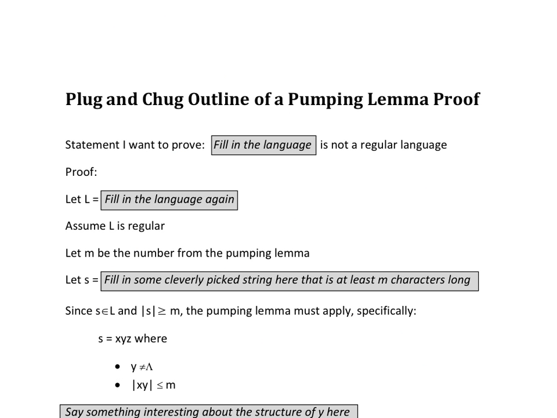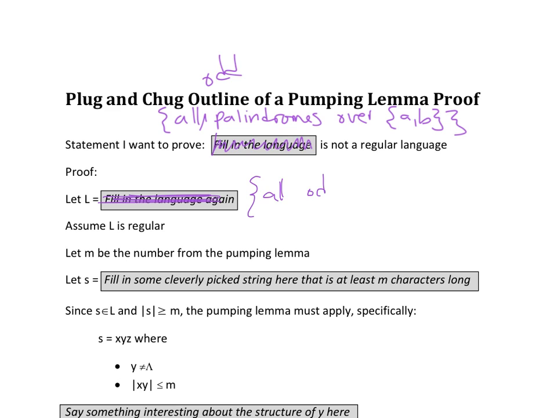All right, so here is how we're going to prove this, okay? Here's a statement I want to prove, so let's cross out this fill in the blank, and we're going to write the thing that I want to prove is that the set of all palindromes over the alphabet A, B, that should say all odd palindromes over the alphabet A, B, is not a regular language. Proof. Well, let L equal the set of all odd palindromes over the alphabet AB.